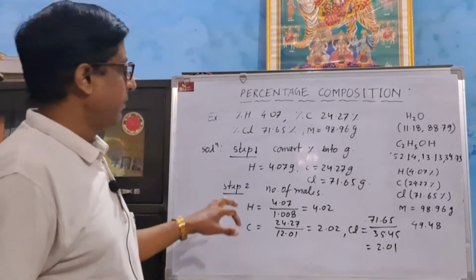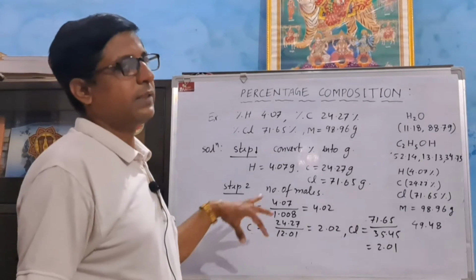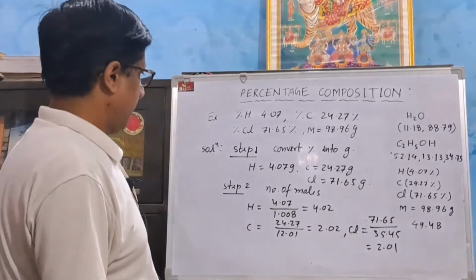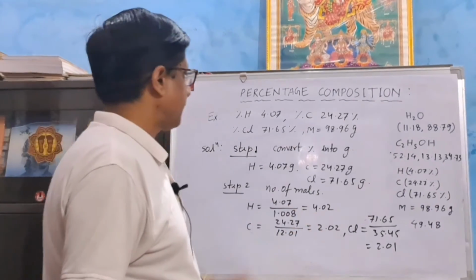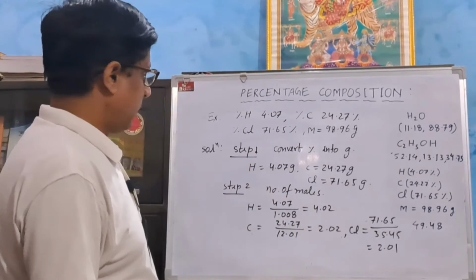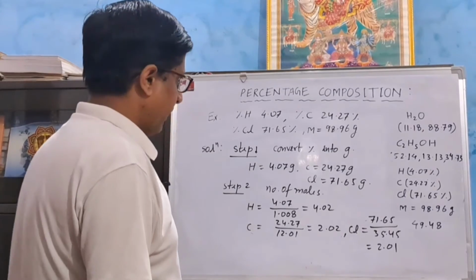Now, divide the number of moles of each element by the smallest value of number of moles. Here, the smallest value of number of moles is 2.02. Therefore, divide this.